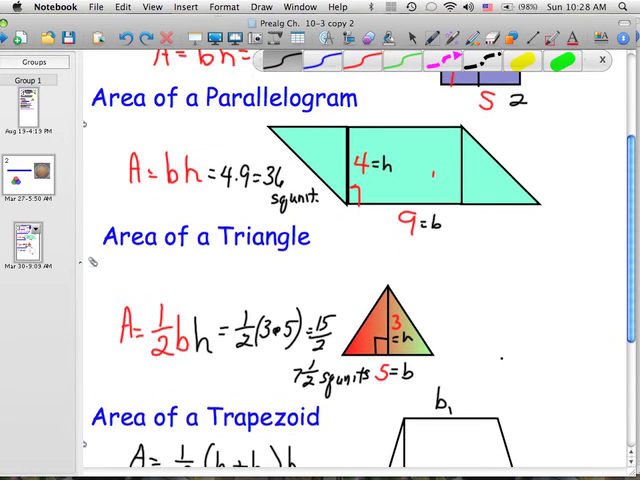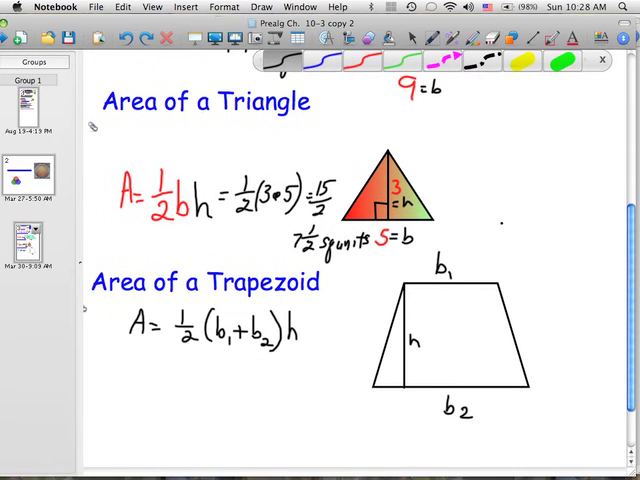And the last shape was not on your vocabulary. I put it in your notebooks because you're going to need it. It's the area of a trapezoid, and it's 1/2 base 1 plus base 2. Those are the two sides that are parallel in the trapezoid, times the height. So the height makes a right angle with this base.